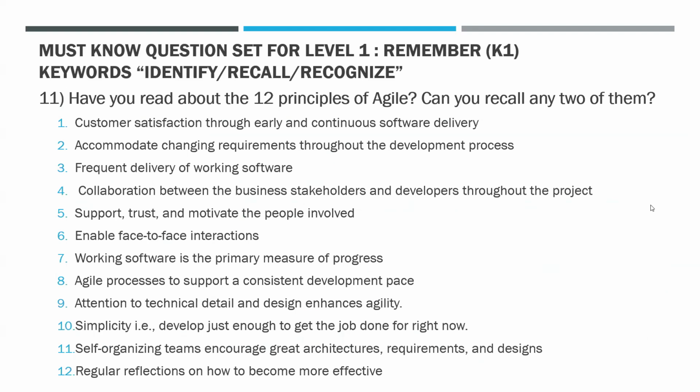Have you read about the 12 principles of Agile? Can you recall any 2 of them? So let's go through the 12 principles of Agile. Customer satisfaction through early and continuous software delivery. Accommodate changing requirements throughout the development process. Frequent delivery of working software. Collaboration between the business stakeholders and developers throughout the project.